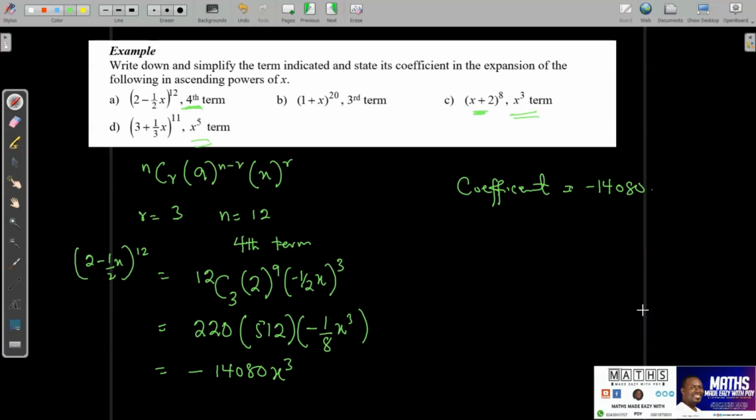Yes, sir. Now, I'm just going to give you a clue as to how to understand when they say find the x cube term, and when they use the fourth term. Now, when we wrote down the fourth term, what was the power for x? 3. So, in other words, when they talk of fourth term, remember it's the same as the x cube term. And when they talk about x cube term, it means you are writing what? The fourth term.